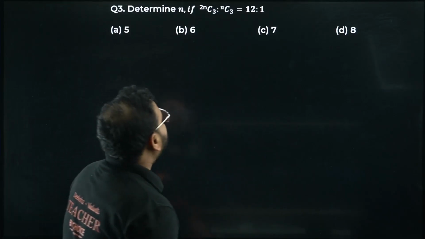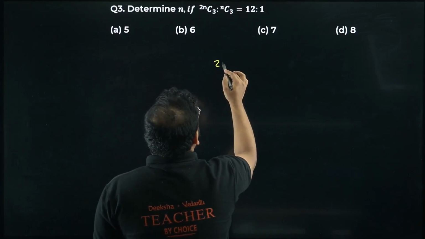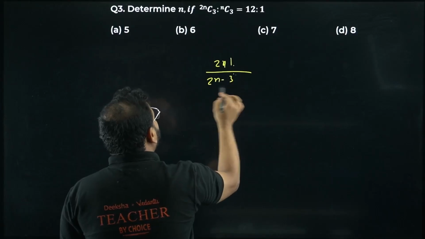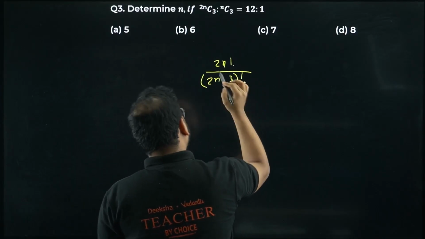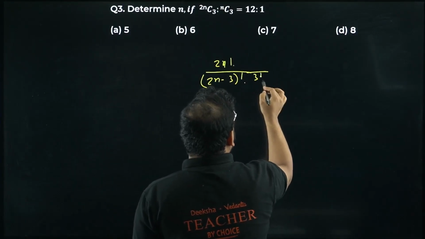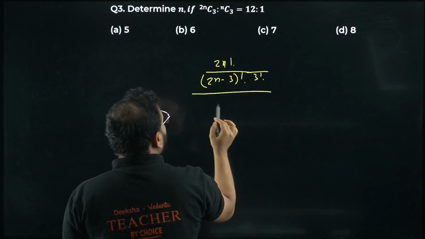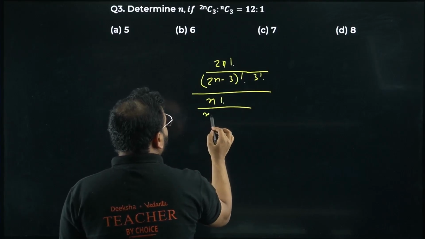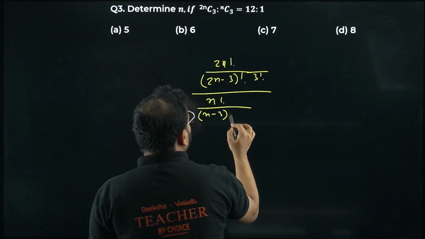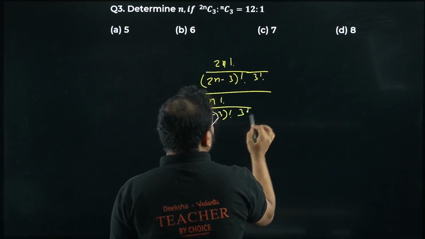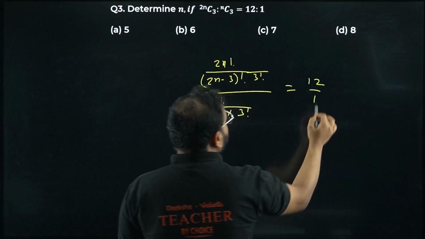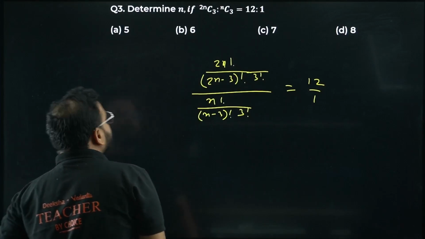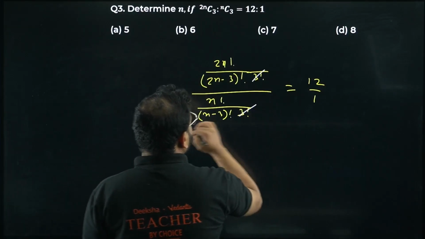We have to find the value of n. Okay, let's see. 2n factorial divided by 2n minus 3 factorial, times 3 factorial divided by n factorial upon n minus 3 factorial times 3 factorial equals 12 by 1. Correct? Okay. So I can see here 3 and 3 factorial cancels.